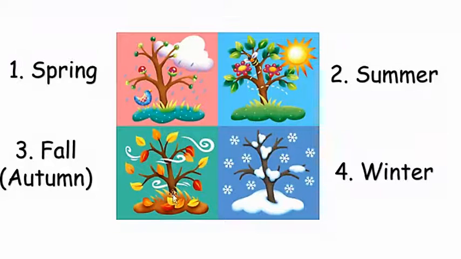And then over here in the fall, the leaves turn color. They start to turn from green to yellow, orange, and red. And they start to fall off in the wind. And then over here in winter, once again, we see snow.